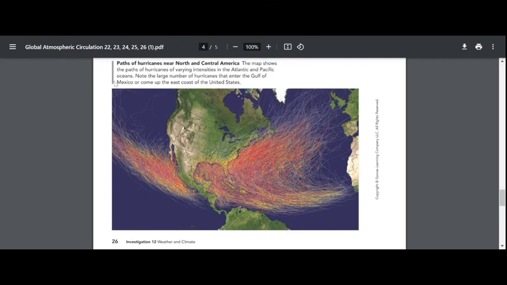All right, so now let's look at the paths of hurricanes near North and Central America. The map shows the paths of hurricanes of varying intensities in the Atlantic and Pacific Oceans. Note the large number of hurricanes that enter the Gulf of Mexico or come up the east coast of the United States.